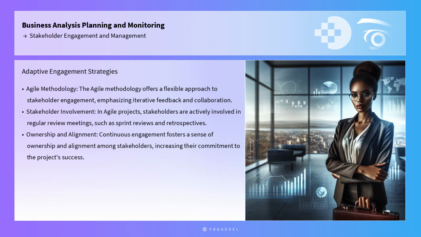Engagement strategies should be adaptive and responsive to changing stakeholder dynamics. The Agile methodology offers a flexible approach to stakeholder engagement, emphasizing iterative feedback and collaboration. In Agile projects, stakeholders are actively involved in regular review meetings, such as sprint reviews and retrospectives, where they can provide feedback and influence the project's direction. This continuous engagement fosters a sense of ownership and alignment among stakeholders, increasing their commitment to the project's success.